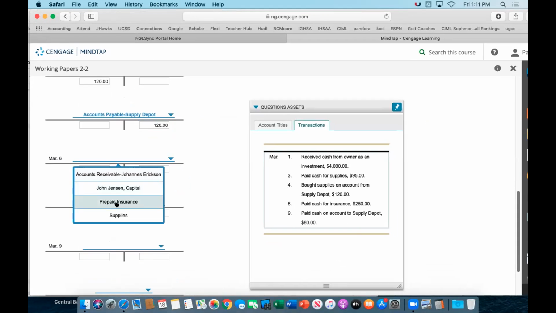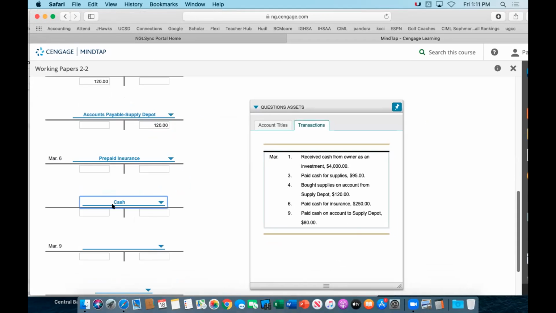Insurance is increased, and whenever you see paid cash, you know that's a cash credit. Insurance is something of value. You want it. It's something worthwhile. It's keeping. It's an asset. So $250 debit to insurance, $250 credit to cash. These are two assets. One must go up with the debit, one must go down.